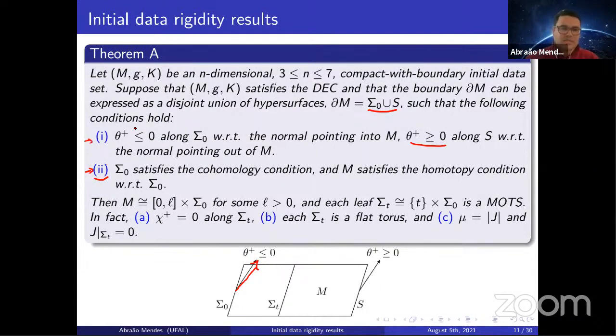Also, this one is trivial because we have equality here in the Lohkamp picture. Then M is diffeomorphic to this product, and each leaf of the foliation produced by this product is a MOTS. In fact, each leaf has vanishing null second fundamental form, chi plus. Also, it is a flat torus, and we have this equality here on M, and mu restricted to sigma equals 0.